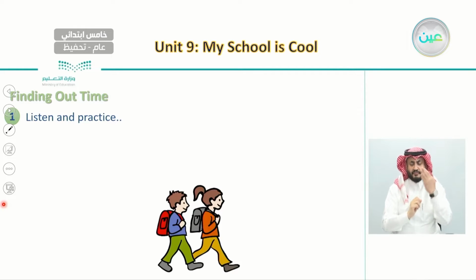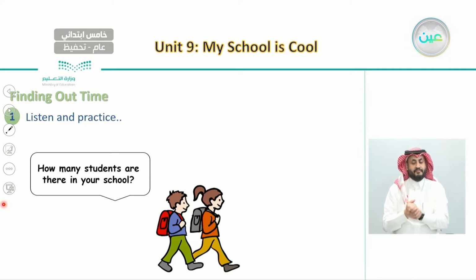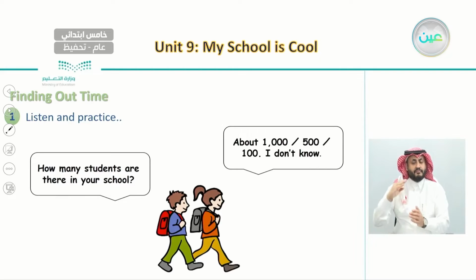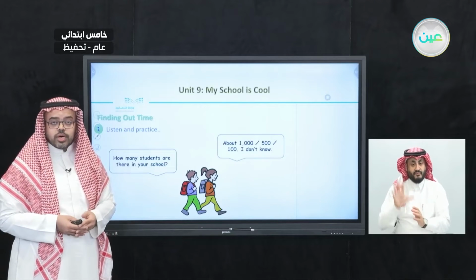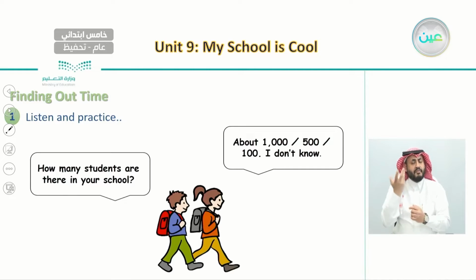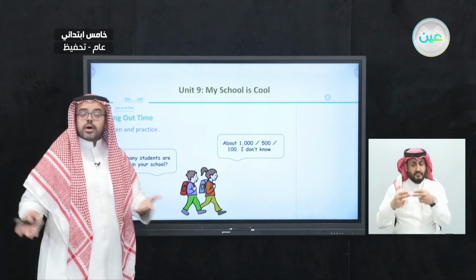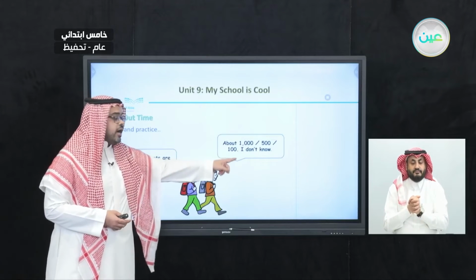Here, let's listen now to the second question and then also read the answers and choose the answer that we can relate to. So the question is, how many students are there in your school? And the answer is about 1,000, about 500, or about 100, or I don't know. So here also we have multiple answers that we can choose from. When someone asks us how many students we have in our school, we can say about 1,000, about 500, and also we can say, I don't know.